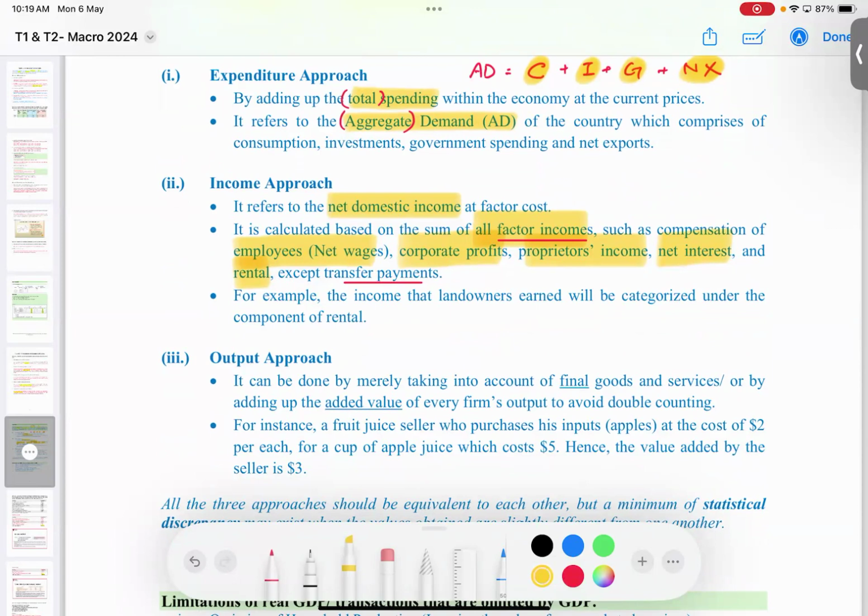Output approach means I look into the value of the final goods and services, or I look into the added value of the output. If I want to use the output approach, I have two ways to compute it. One way is just to look into the value of the final goods and services, the final products, or I look into the value added. I cannot choose both because it will lead to double counting. Now, what do you mean by double counting?